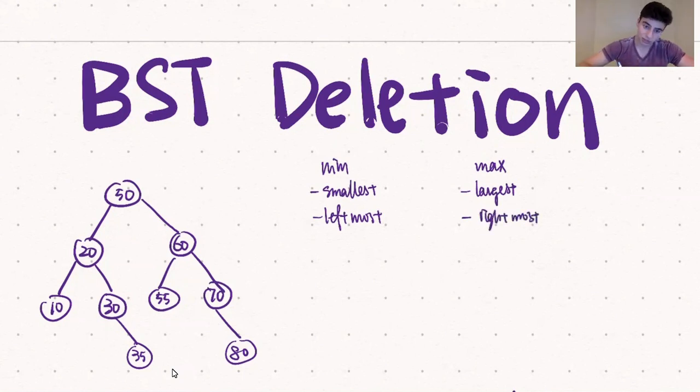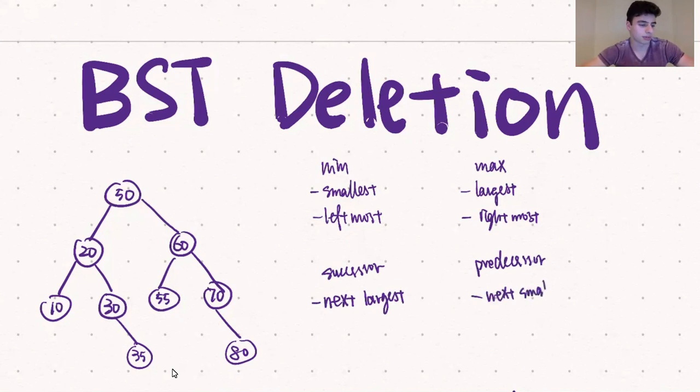Next, we have to define two more concepts, the successor and the predecessor of a node. The successor of a node is the next largest node in the tree. And the predecessor of a node is the next smallest node in the tree.